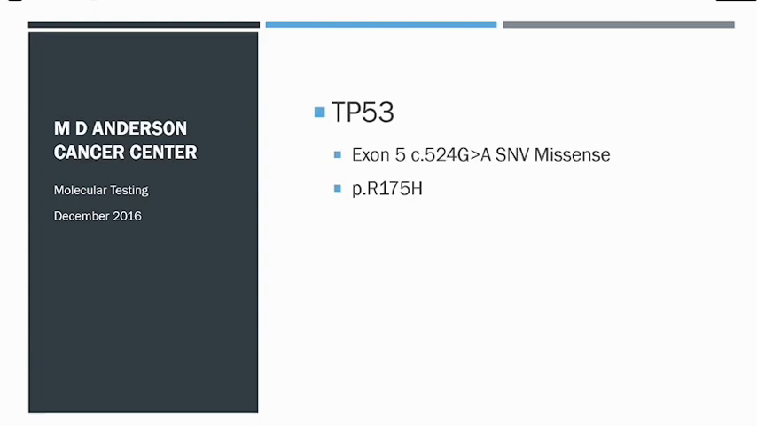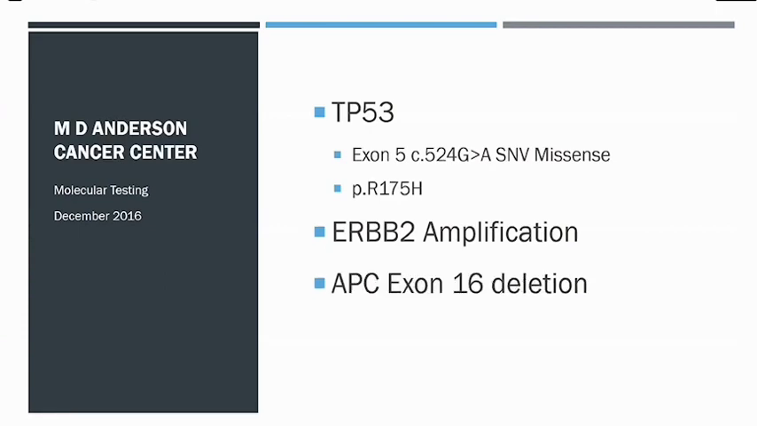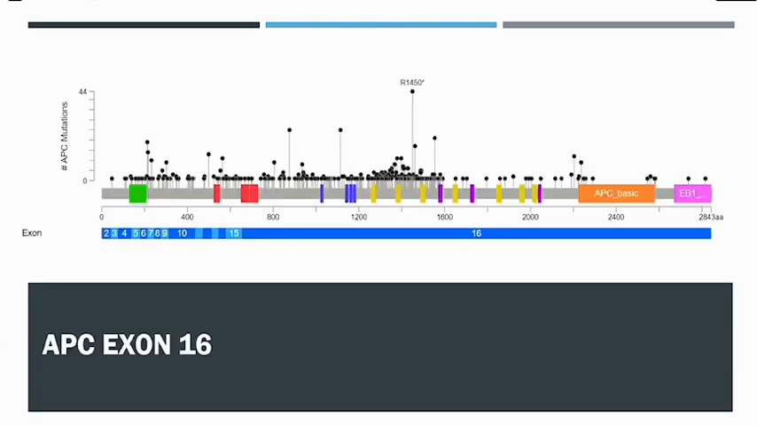So molecular testing at MD Anderson corroborated the TP53 R175H variant. It showed ERBB2 amplification. It showed APC exon 16 deletion. So let's discuss the APC exon 16 deletion, because the crux of the matter is in the ERBB2. We'll come to that while we discuss everything else before. So APC exon 16 is this one, which actually codes for most of the important domains in the APC protein.